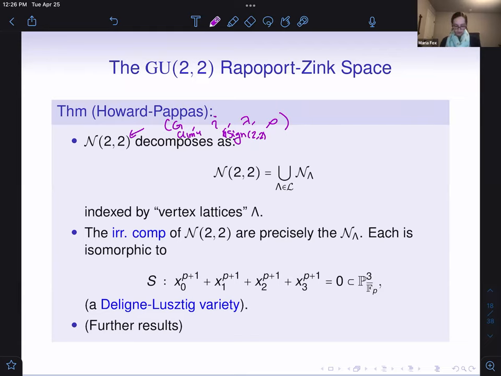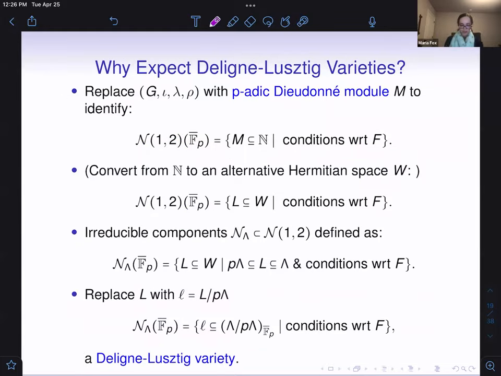I'd like to justify for you why we think this approach might work, and then explain what goes wrong. This is an oversimplification, I hope you don't mind. We'll focus on the signature 1-2 case. The first step in Vollaard's work is to replace our p-divisible group with our p-adic Dieudonné module. That's the whole reason for studying these, they're so linear algebraic. Our p-divisible groups were dimension 3, so our p-adic Dieudonné modules are free of rank 6 over Z_p breve.